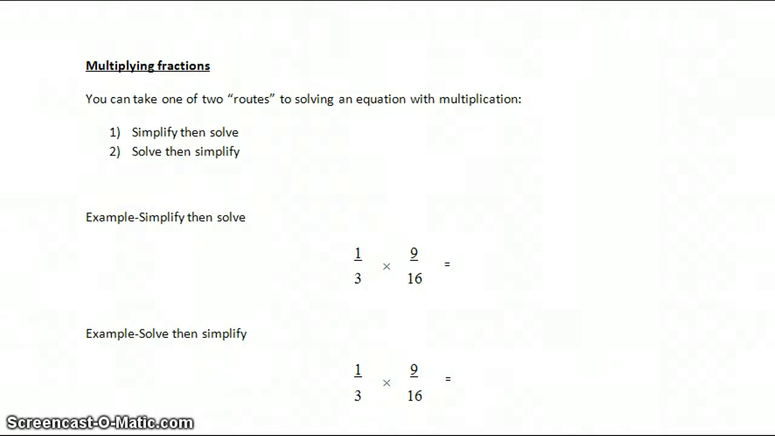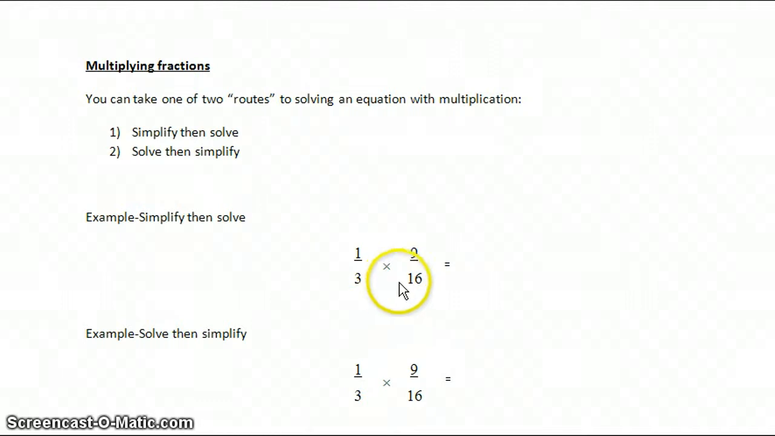If you remember in class, there are basically two routes you can take to solve a multiplication problem. You can simplify then solve, or you can solve then simplify. Now, either one of these routes is correct, and it just depends on your preference. So let's start with simplifying then solving.